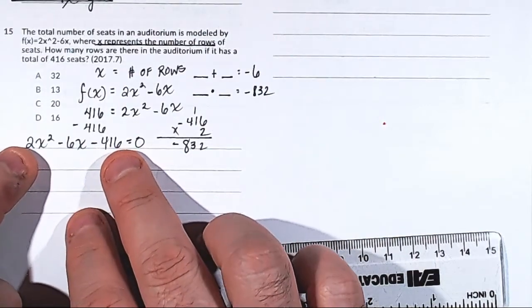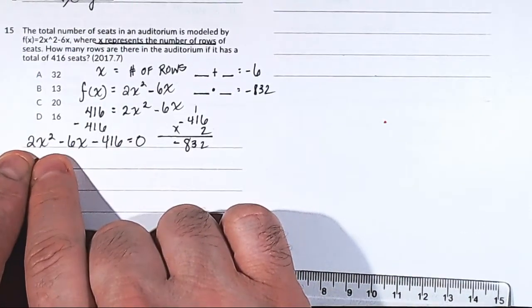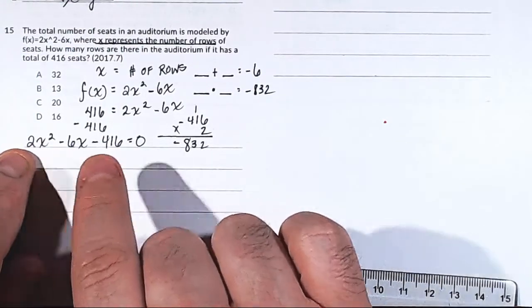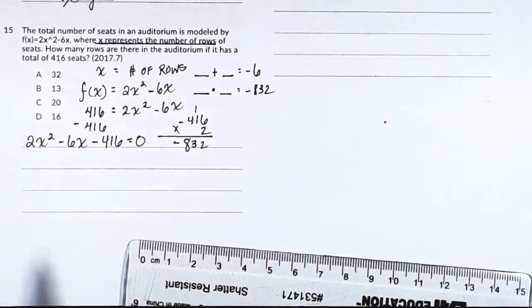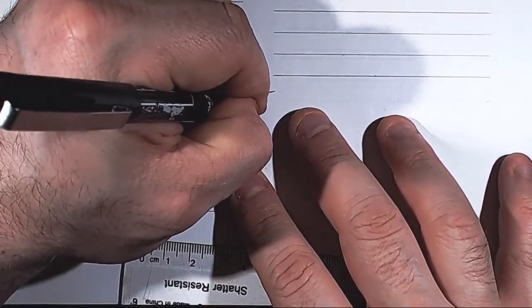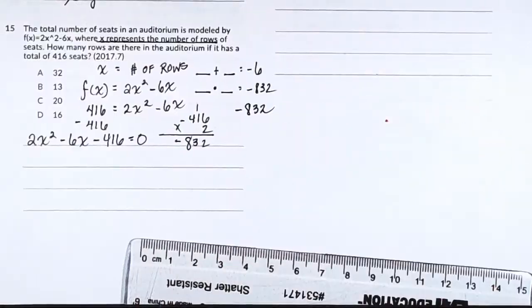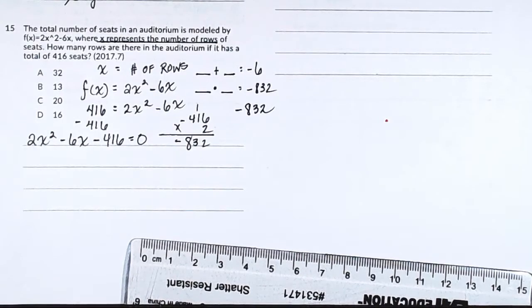So that's how you do these problems. First you have to multiply the leading coefficient, which could be greater than 1, by the last term, and you get that negative 832. So now you have to prime factor negative 832, and come up with all the different factors that would give you negative 832 to find the factors that would give you a sum of negative 6.